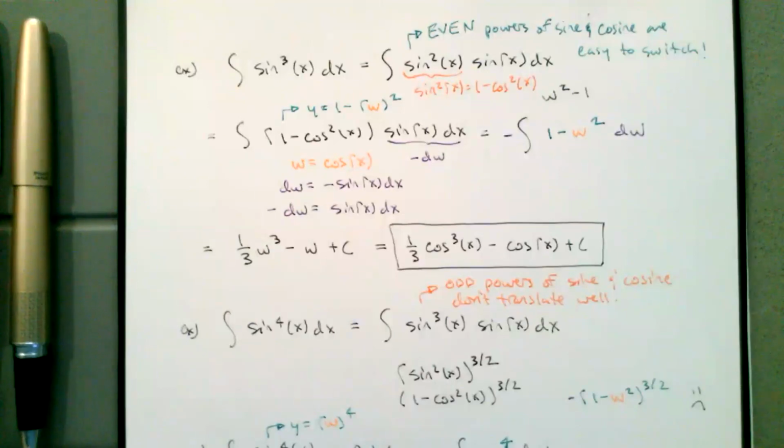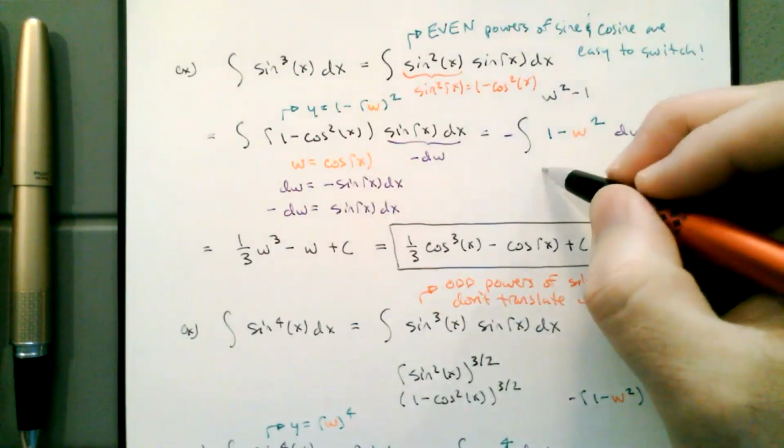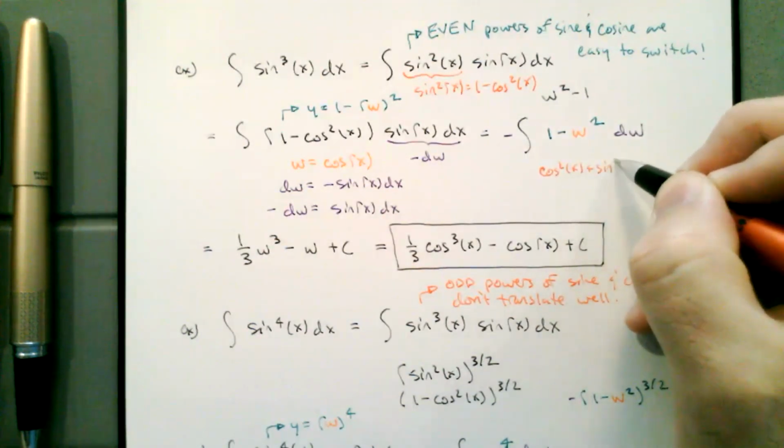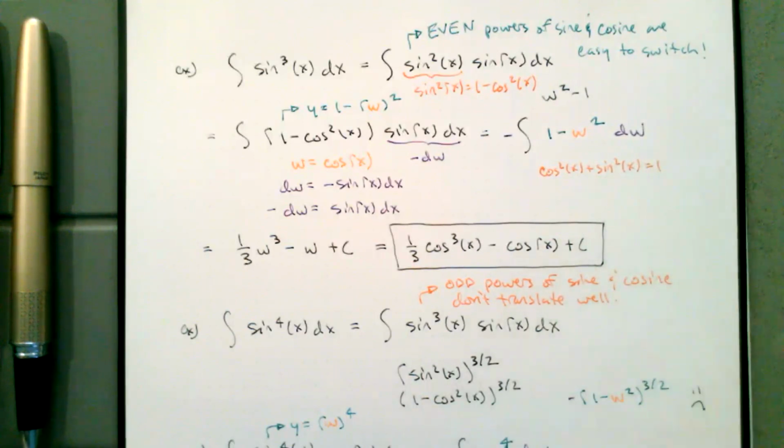That's a trig identity. Okay, and then cosine squared x plus sine squared x is equal to 1. So we can turn that around and solve for sine squared. To find sine squared is 1 minus cosine squared. Okay, thanks.